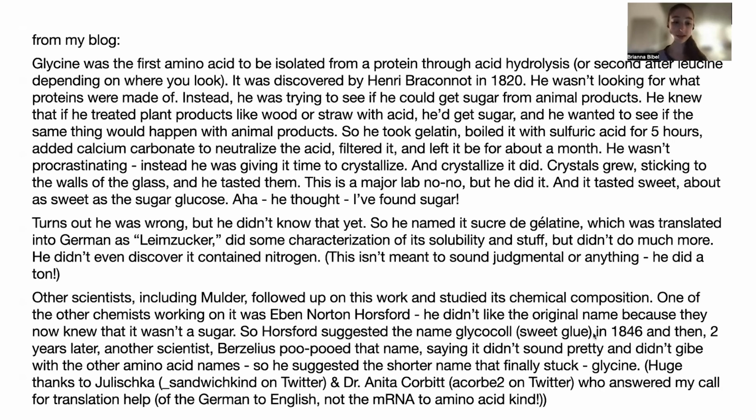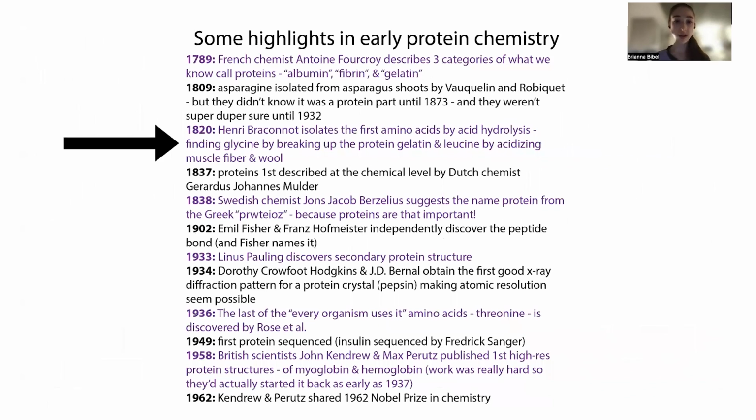A couple years later, Berzelius said he didn't like that name and it didn't really match the other amino acid names. So he suggested the shorter name that stuck: glycine. And that's the history of glycine. Later we'll talk more about some other key milestones in protein chemistry.